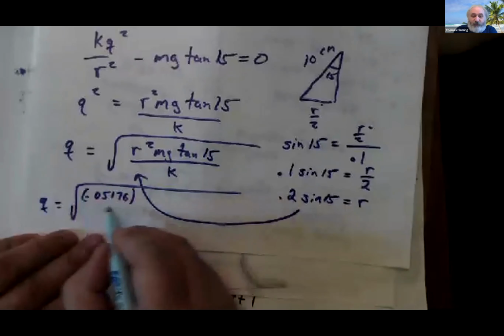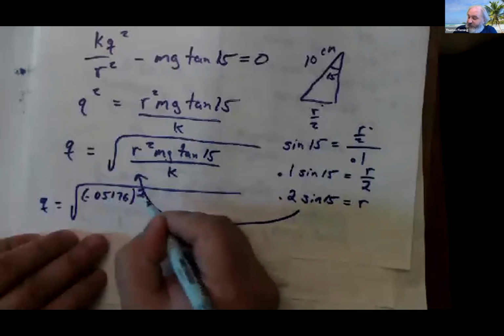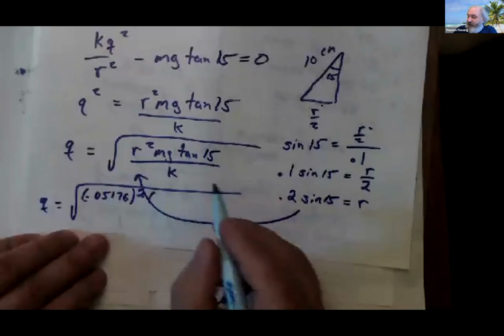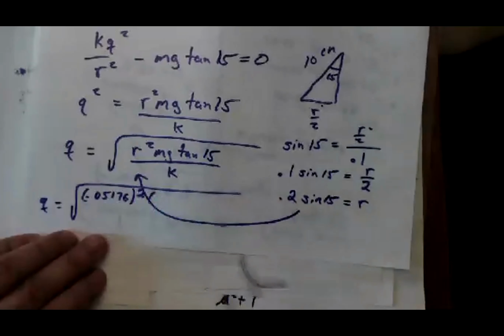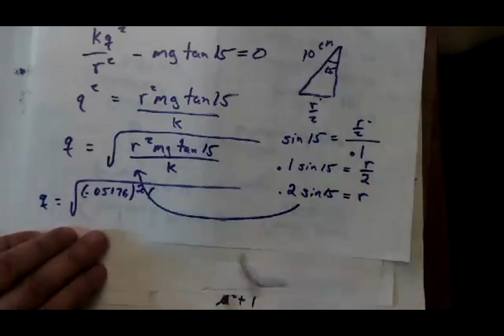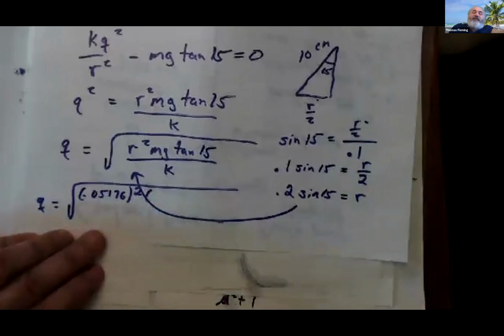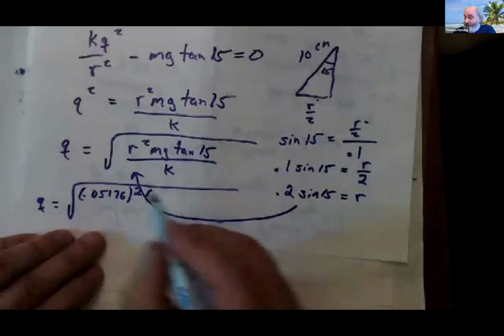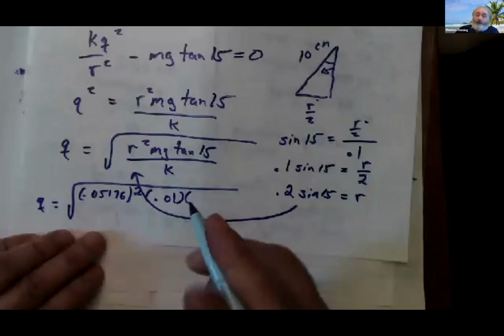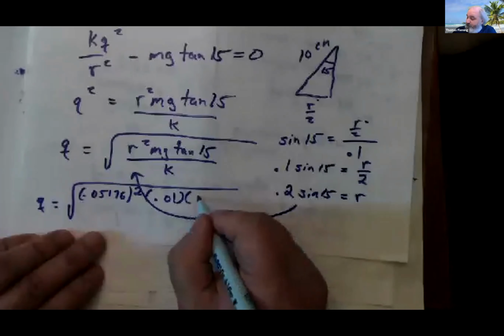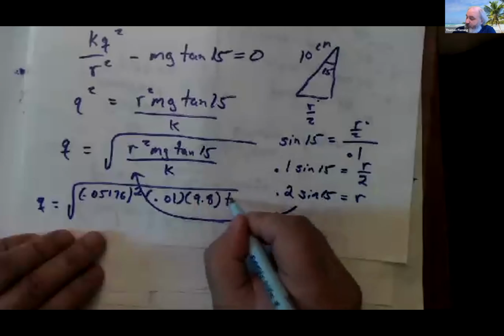Notice I'm keeping extra sig figs. I don't want to round too much, so that's r squared, times m. What is m? 10. No. I thought you just said, oh, but it's in grams. Yes. I don't want to use grams because the SI unit of mass is the kilogram. So I'm going to divide that by 1,000 and not use 10, but 0.01. That's a very, very common mistake. g is 9.8.